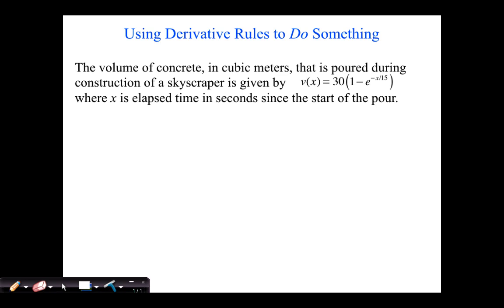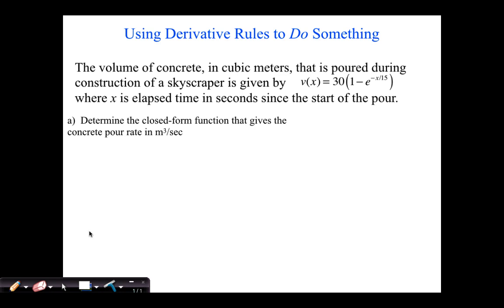In any case, volume of concrete in cubic meters poured during the construction of a skyscraper. Suppose it's given by this. So this is a volume function, not velocity or something. Volume in cubic meters is given by this function rule, v of x equals 30 times 1 minus e to the negative x over 15. Much less unusual than the function we just saw, and much more realistic for applications. But when you do encounter something simpler, don't just give up on all your derivative rules. That's why we need them. So x in this case is measuring the elapsed time in seconds since we started pouring the concrete.